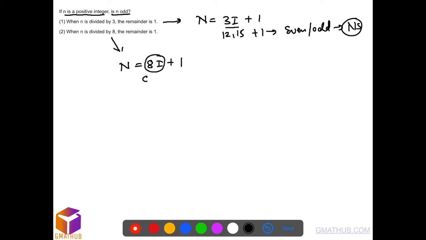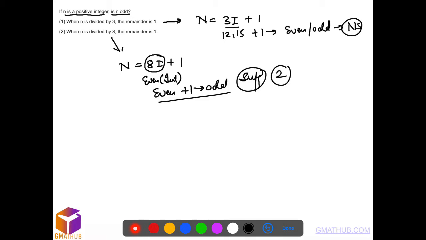8 into anything, even integer into any other integer would always be even. So plus 1 will always be odd. So this is sufficient. Okay, B is the answer. Second statement is sufficient. B is the answer choice.